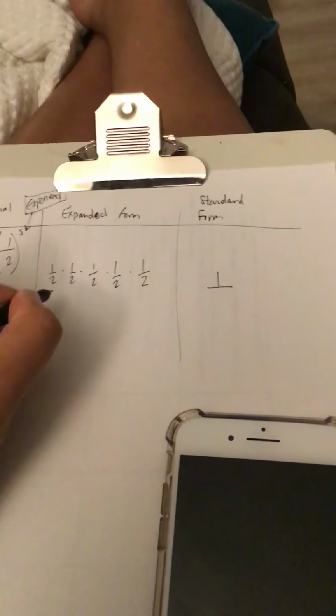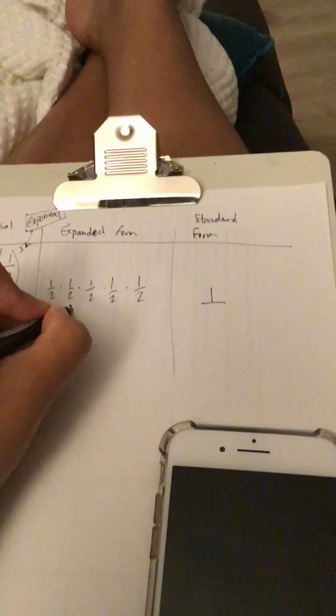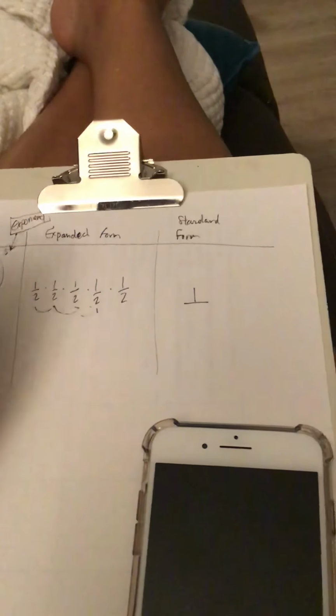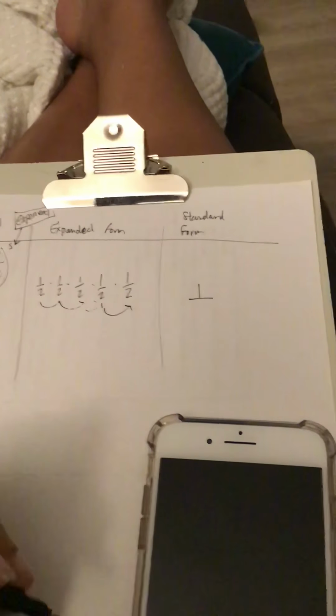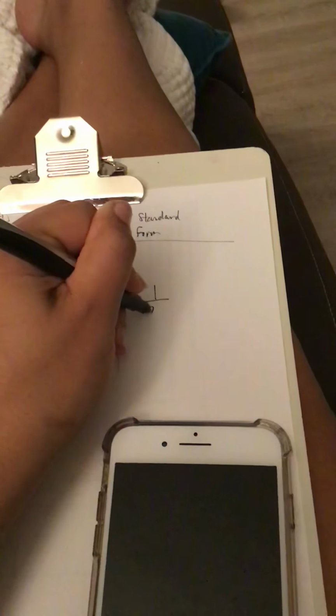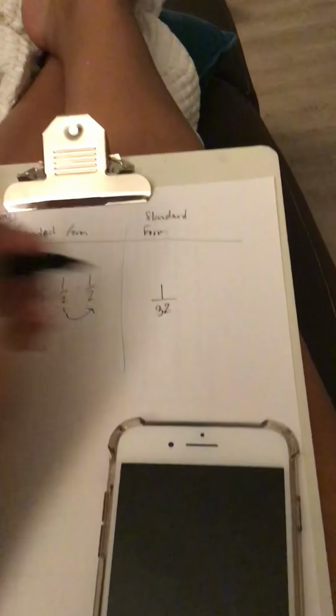So 2 times 2 is 4. 4 times 2 is 8. 8 times 2 is 16. 16 times 2 is 32. So that's going to be our denominator, 32. And I'm going to write that out just so you can see.